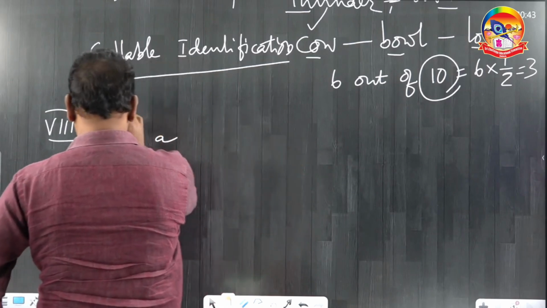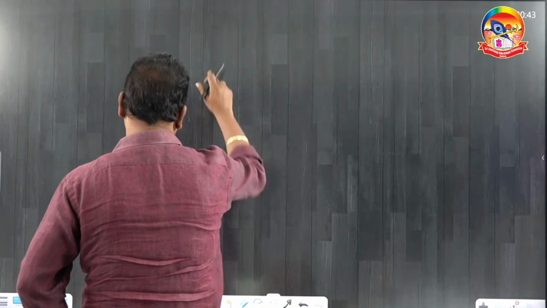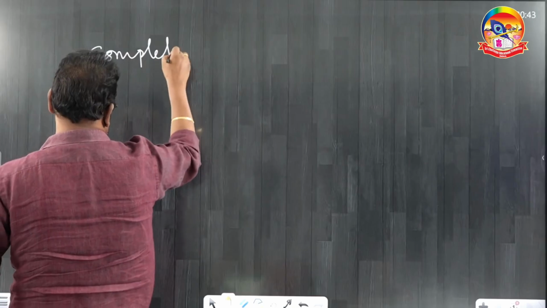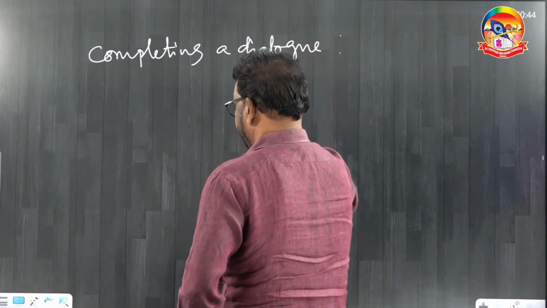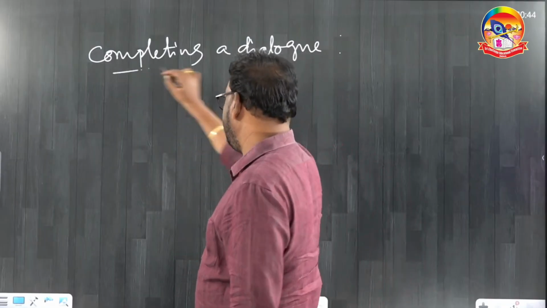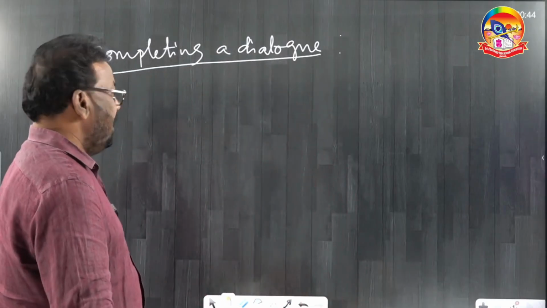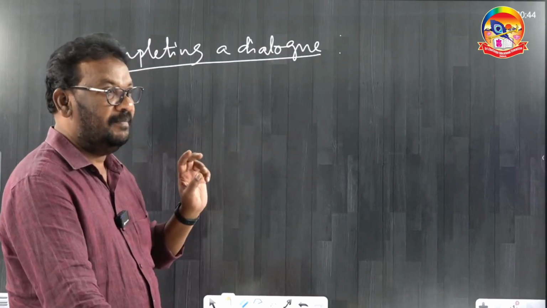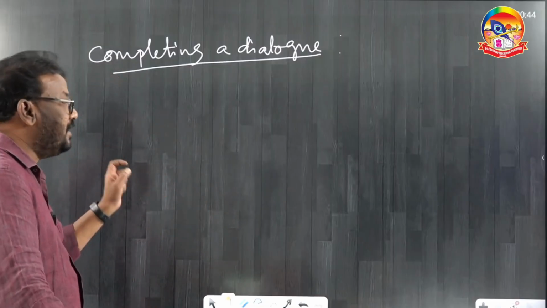And coming to the last of all questions, completing a dialogue. Of course, a dialogue with 4 blanks is given, and if you look at the model paper at the end of your textbook, sometimes they are giving numbers 1, 2, 3, 4 like that in the blanks. Sometimes if numbers are not given, how do you attempt that question?